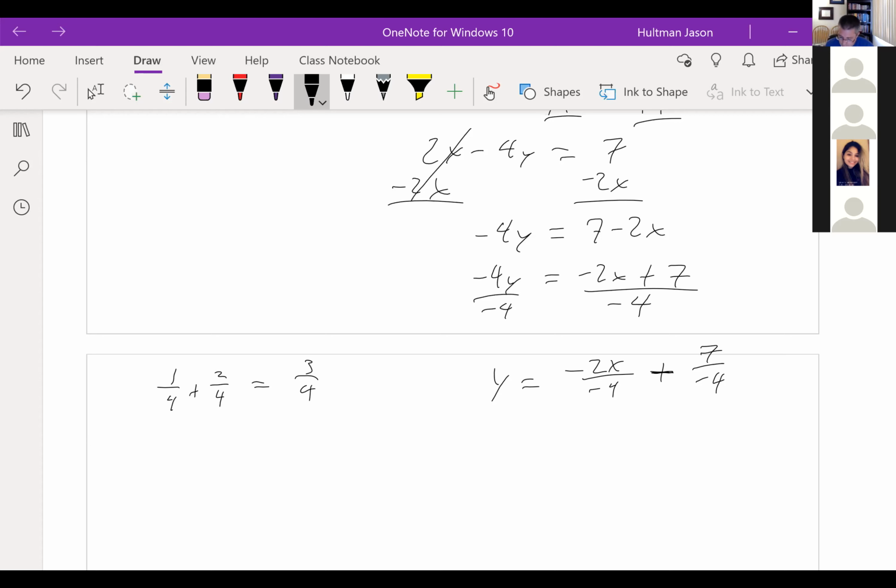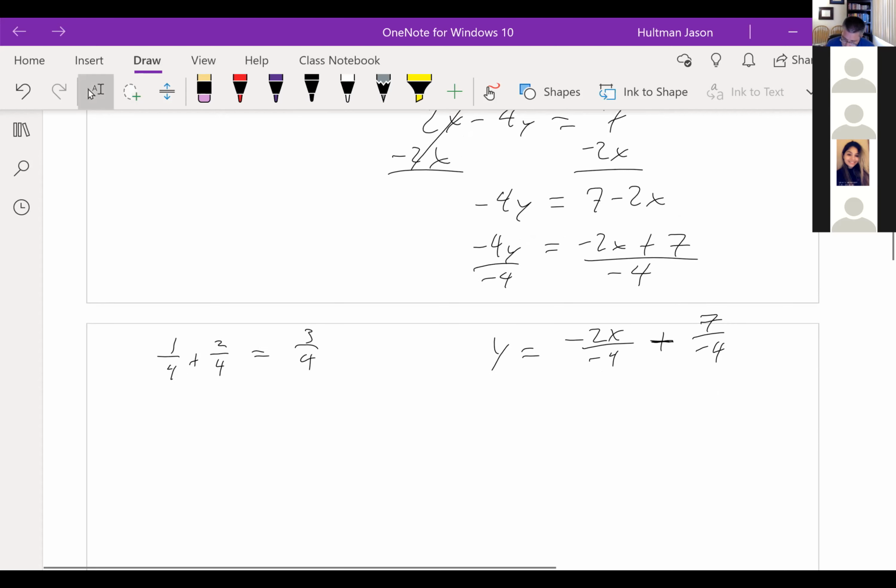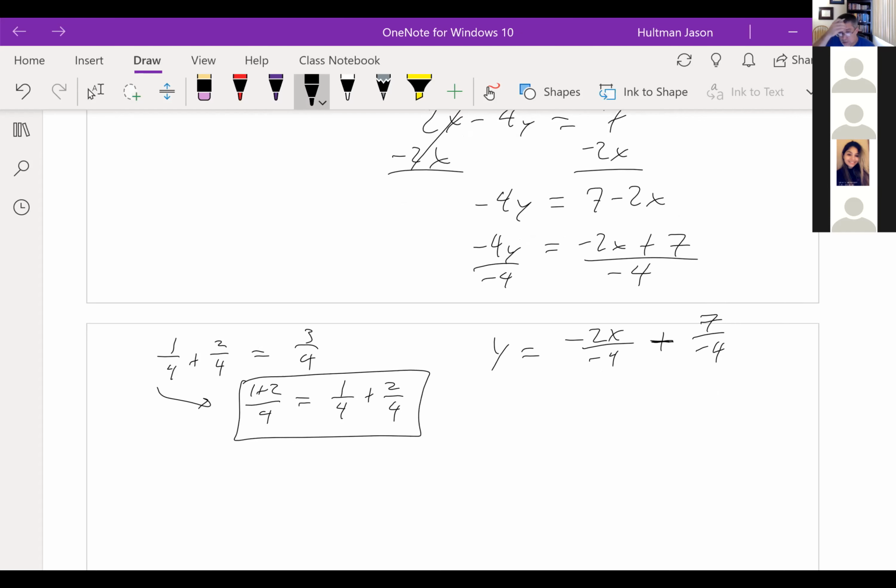So what I could do is rewrite this as 1 plus 2 over 4. And isn't that the same as 1/4 plus 2/4? Does that make sense? So we just broke it up into its common denominator. Okay. Does that make sense?